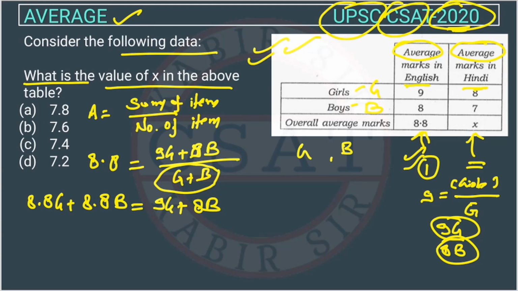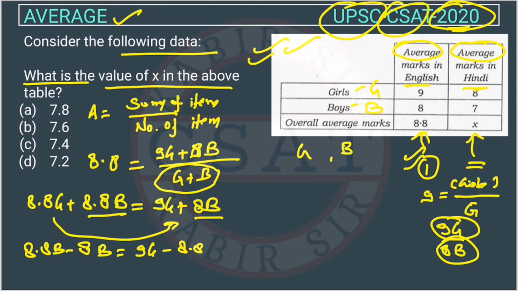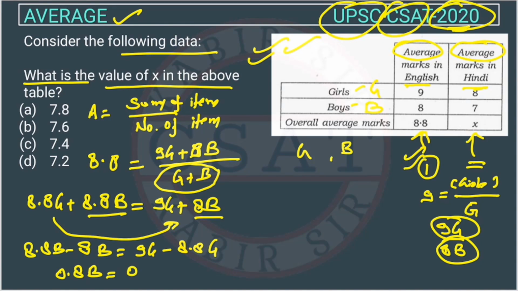So we will bring this B here and take this G this side. So it will become 8.8B minus 8B is equal to 9G minus 8.8G. So this will be equal to 0.8B is equal to 0.2G. From this point we can cancel, or you can say 0.8 upon 0.2 B is equal to G. So this will be 4 times. So G is equal to 4B.